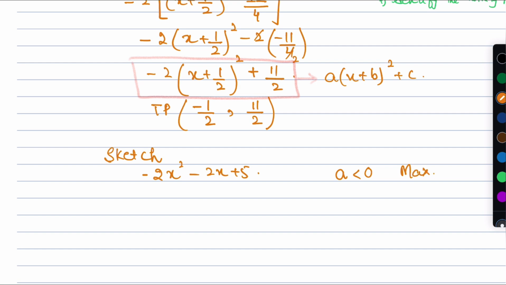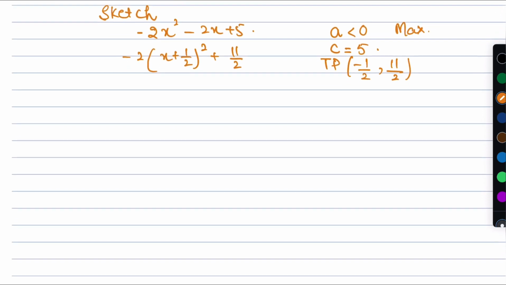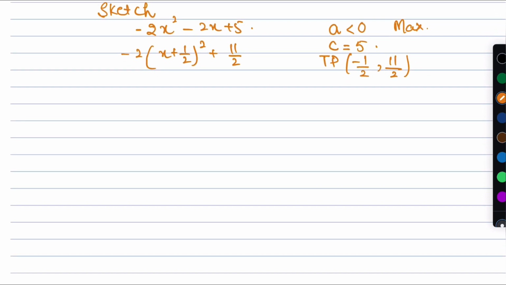maximum nature. The second thing that I know is the y-intercept, which is 5, and then I have the turning point coordinates with respect to the completed squared form, negative 2(x plus 1 by 2) the whole squared plus 11 by 2, and my turning point coordinates were negative 1 by 2 and then 11 by 2. So if I need to sketch the curve with respect to the information that we have gathered, we can see that the curve has to be of maximum nature.